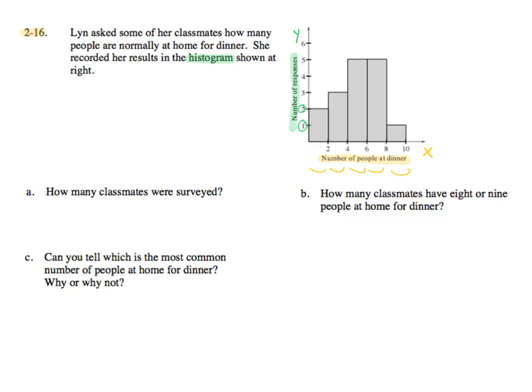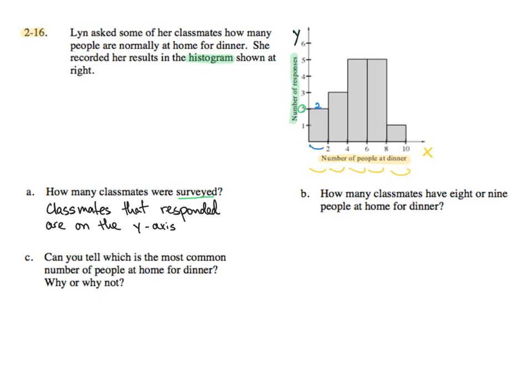So letter A says, how many classmates were surveyed? So are we looking at number of people or number of responses? In this case, we need to look at the number of responses. So for letter A, we're going to be counting how many responses. In order to answer how many classmates were surveyed, I'm looking at the height, the y-axis. So between 0 and 2, how many people responded?